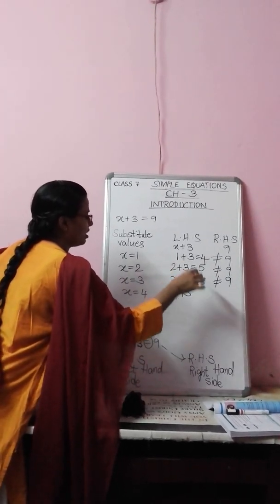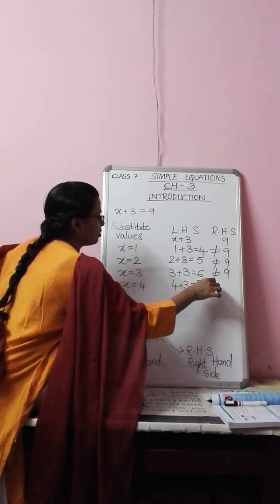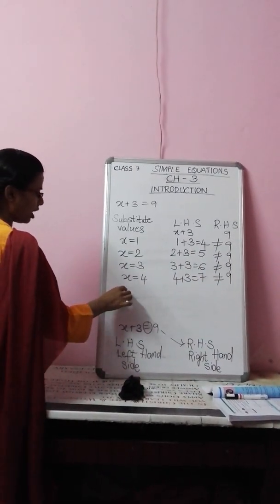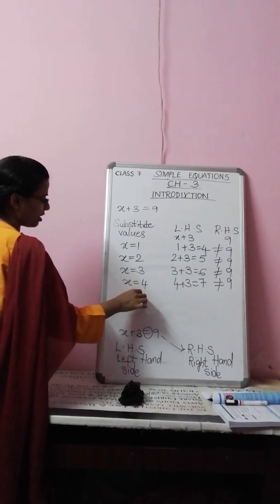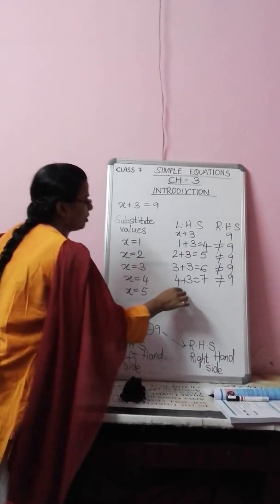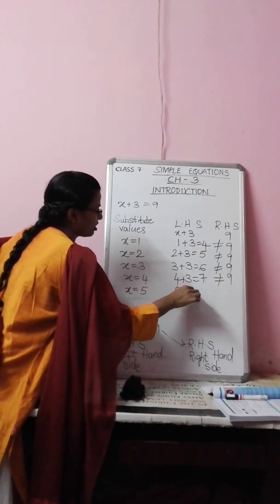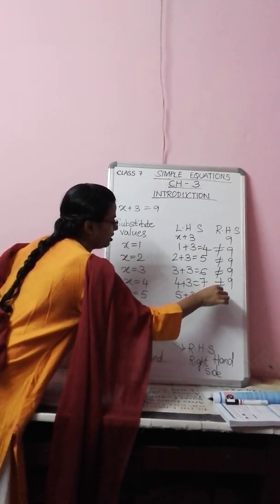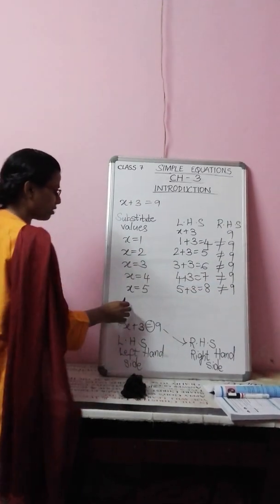4 plus 3 is equal to 7. This is also not equal to 9, so this is an error. Now let us try with x is equal to 5. Now 5 plus 3 is equal to 8. Is it equal to 9? No, it's not equal to 9.